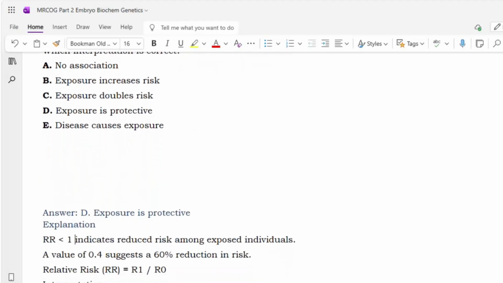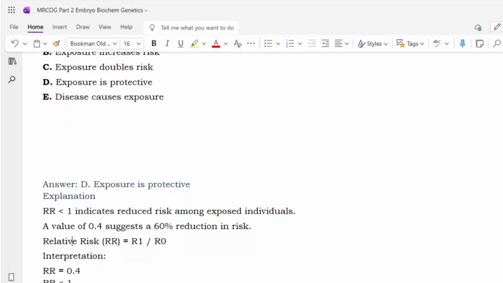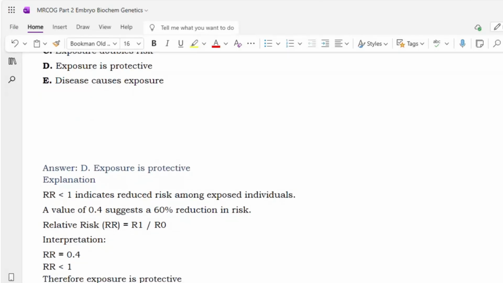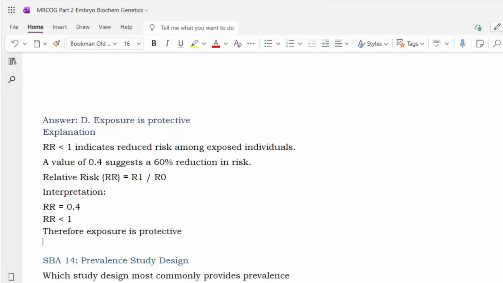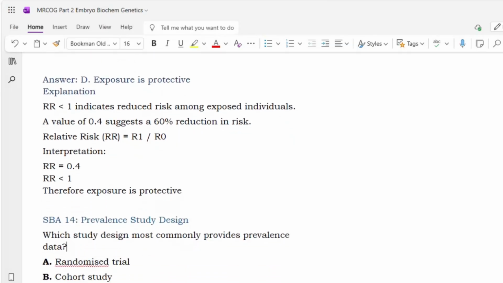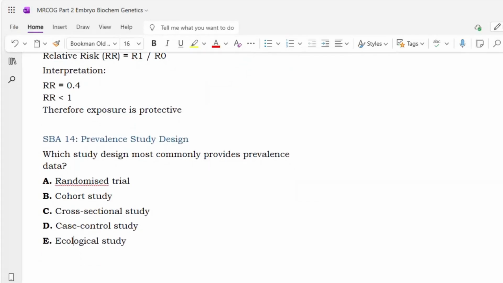Less than 1 indicates reduced risk among the exposed individuals. A value of 0.4 suggests a 60% reduction in the risk. Relative risk equals R1 upon R0. Okay, next.